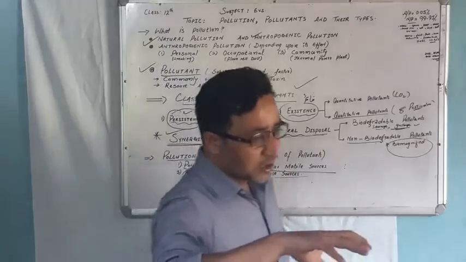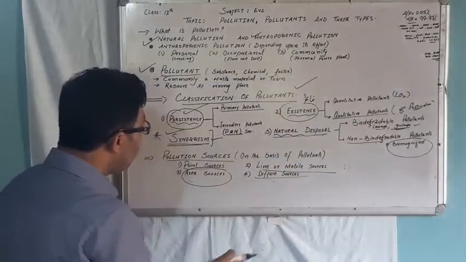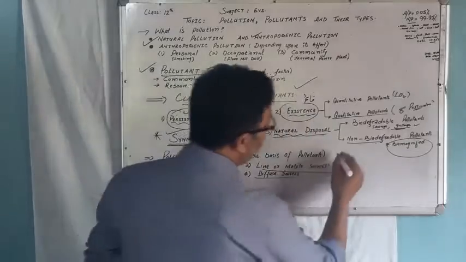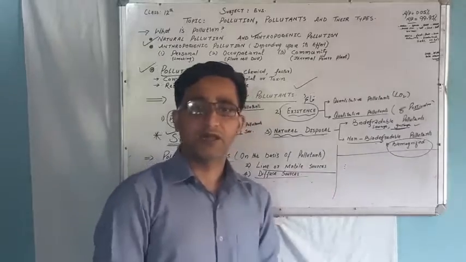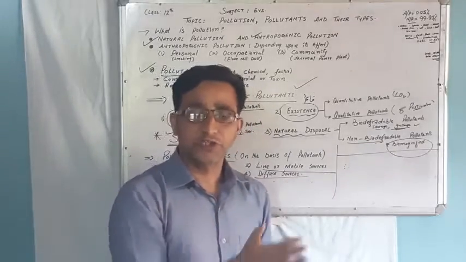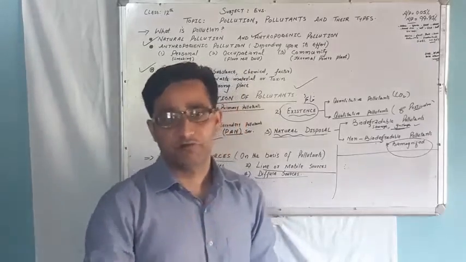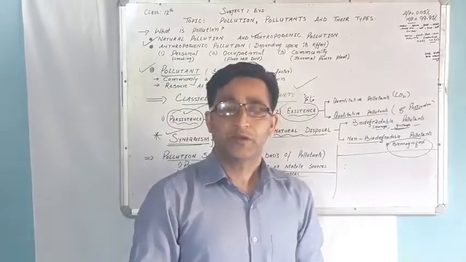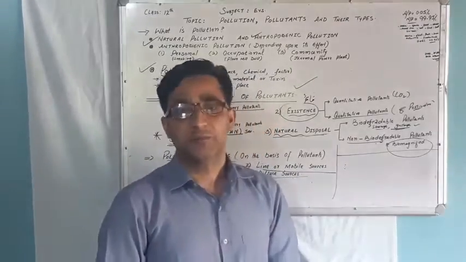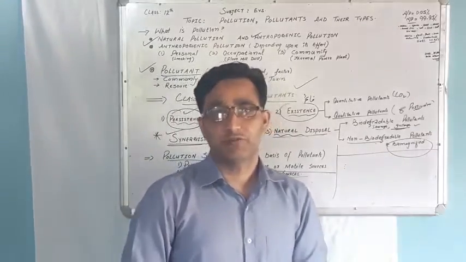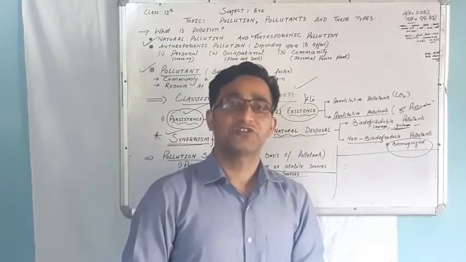Now, finally we can say these pollutions can be of the following types depending on the component of the environment which gets polluted. For example, atmospheric pollution or pollution of air, hydrospheric pollution or pollution of water, इसी तरह lithospheric pollution or pollution of land, radioactive pollution, and there is noise pollution or sound pollution.